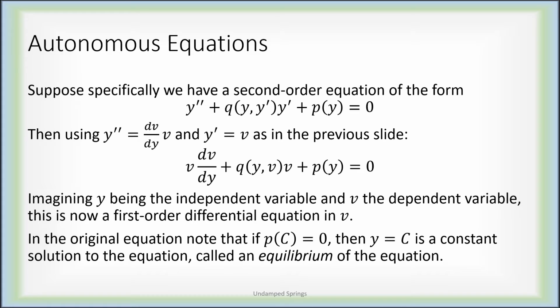Now in the original equation, if p of some value is equal to 0, so this one here, if there's some value of y for which p of y is 0, then setting y to be constant will be a solution. If p of y is 0 when y is a constant, then its derivative and its second derivative are both zeros as well. So there might be some value of y being constant that solves this. That's called an equilibrium of the equation, a constant value of y for which nothing really happens.